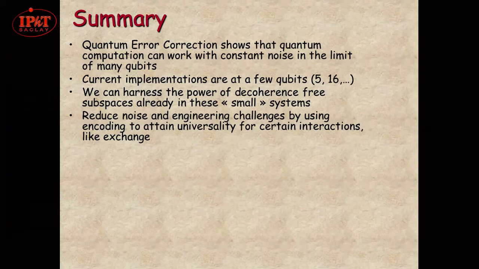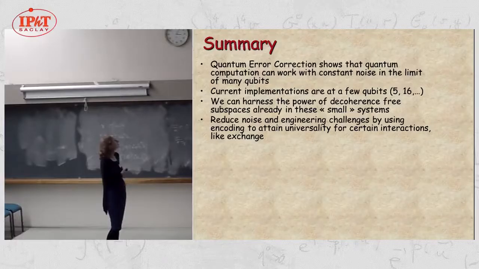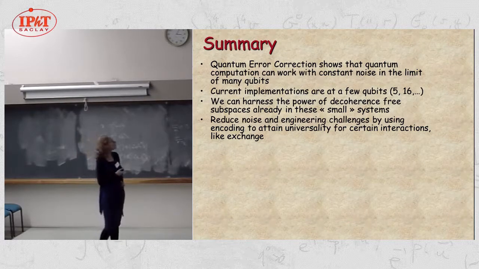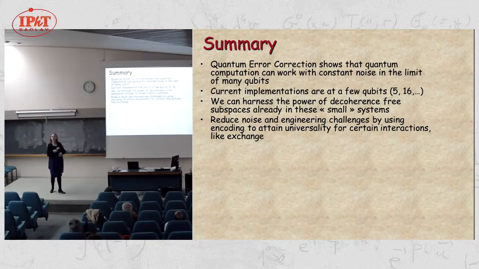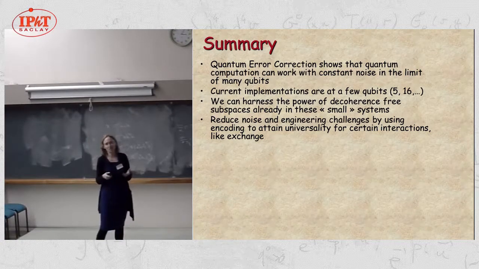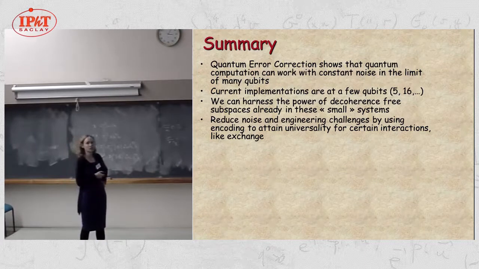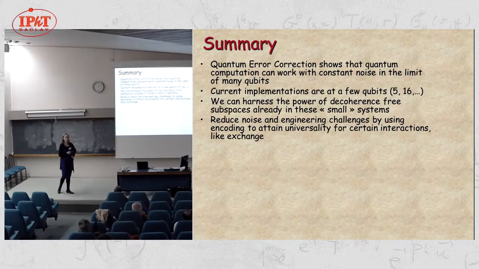I gave you, this was the pedagogical part perhaps, some sort of quick overview of what quantum error correction is. And let's face it, it can only work in the limit of many qubits. You've seen all this overhead, and I write n times log n, but it is n times log n to the power a. This is a huge overhead if you think of what we can do today. What can we do today?